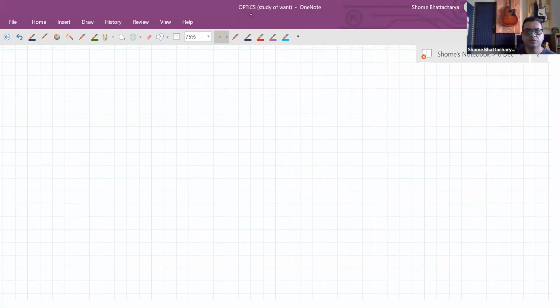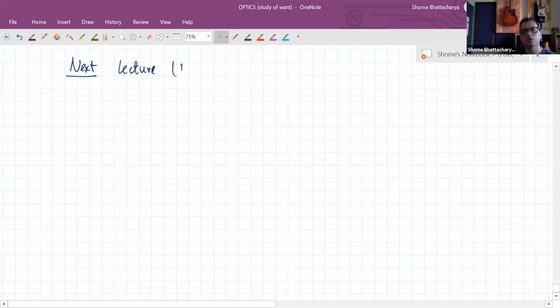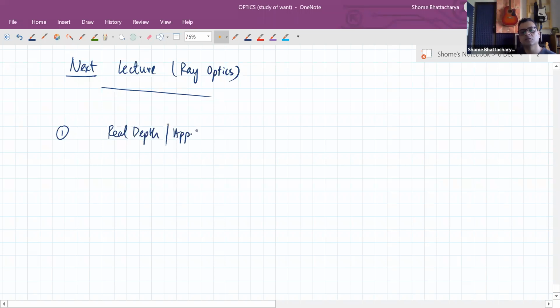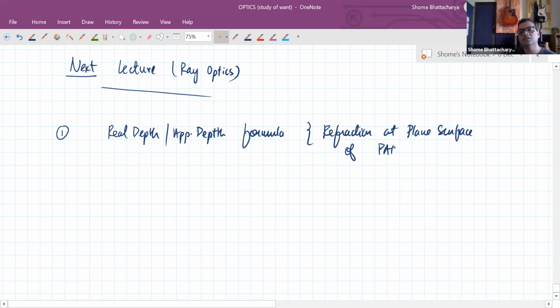Okay, so we'll conclude the class, but before that, let me give you a heads up about what we'll discuss next lecture in optics, so you can prepare a bit and come. Next lecture for ray optics, we will have it next week. So in that, we will be discussing two very important formulae. One is the real depth, apparent depth formula, for refraction at a plane surface of what we call paraxial rays.